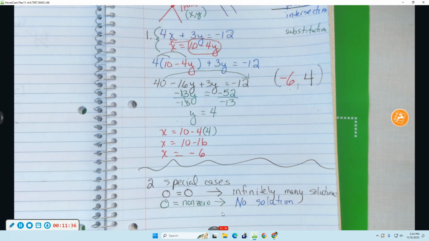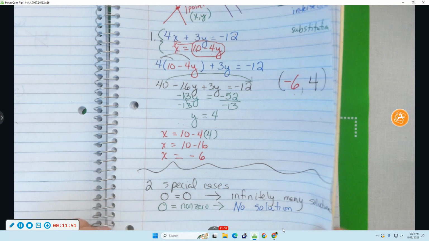So I want to mention that, although it doesn't actually happen, you're going to see the solutions. And they might make a mistake and wind up with 0 equals 0. Then you're going to choose the infinitely many solutions. You just messed up. Okay? Let's look at number 2.